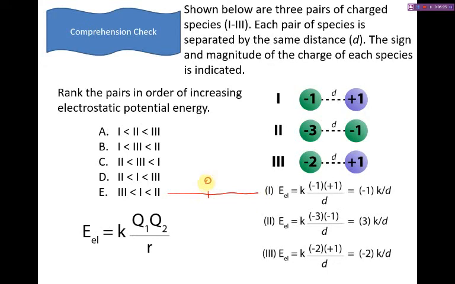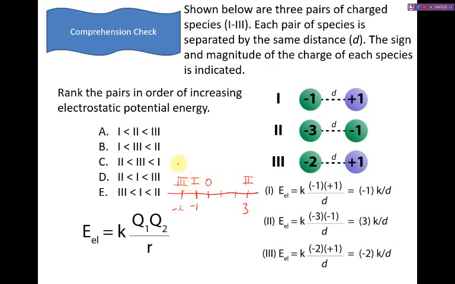And if you plot these on a number line, placing them centered around 0, we can see that we have one of them at a value of -1, one of them at a value of -2, and one at a value of +3. So set number 1 is at -1 K over D. Set number 2 is at +3. And set number 3 is at -2.